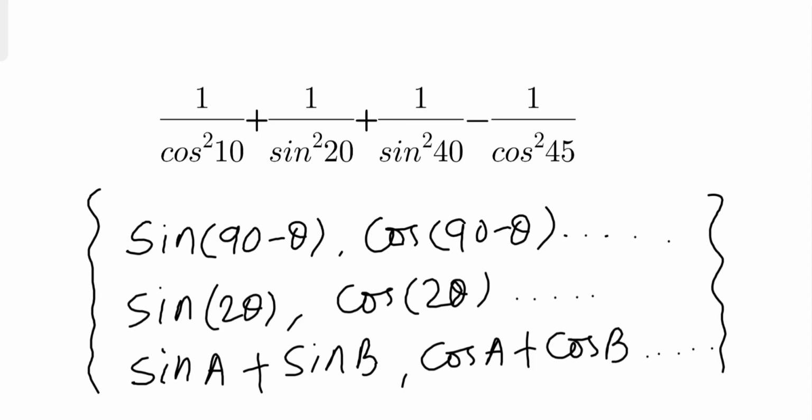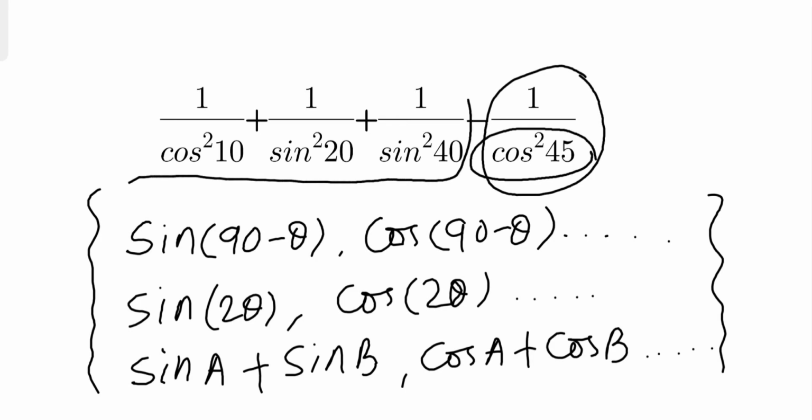So let's start. We can easily know the value of cos 45, so I am not going to consider this fraction. Let's simplify this and then we'll subtract at the end. So first I'll consider the first three terms of this expression, and let's try to simplify each term.